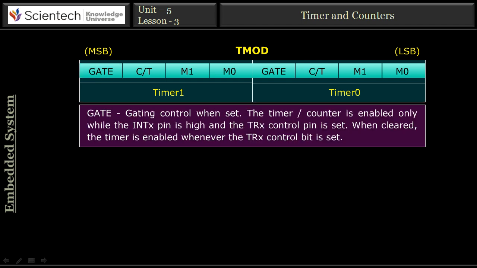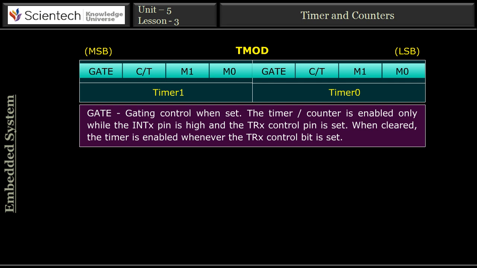Next bit is GATE. As we see in an animation, both the timers have the GATE bit. Every timer has a means of starting and stopping. Some timers do this by software, some by hardware, and some have both software and hardware controls. The timers in the 8051 have both.